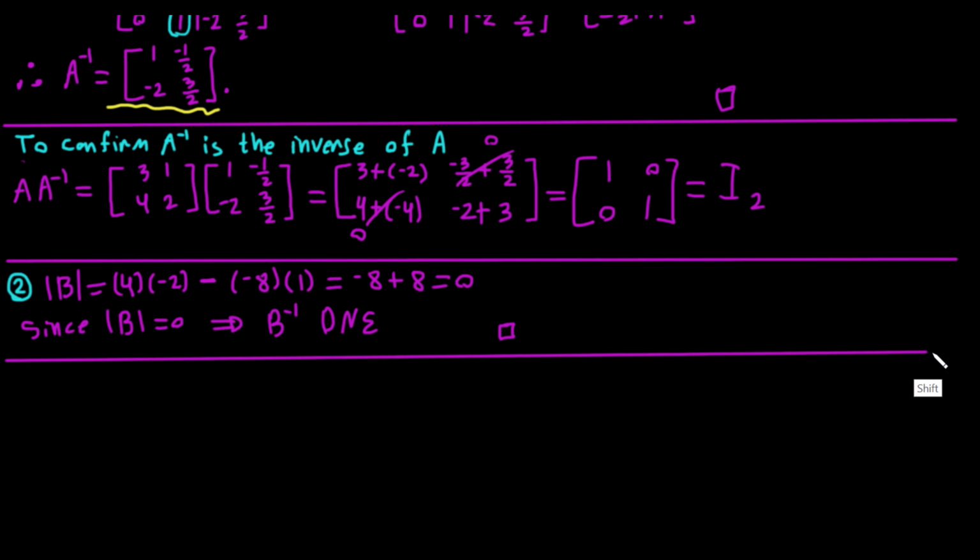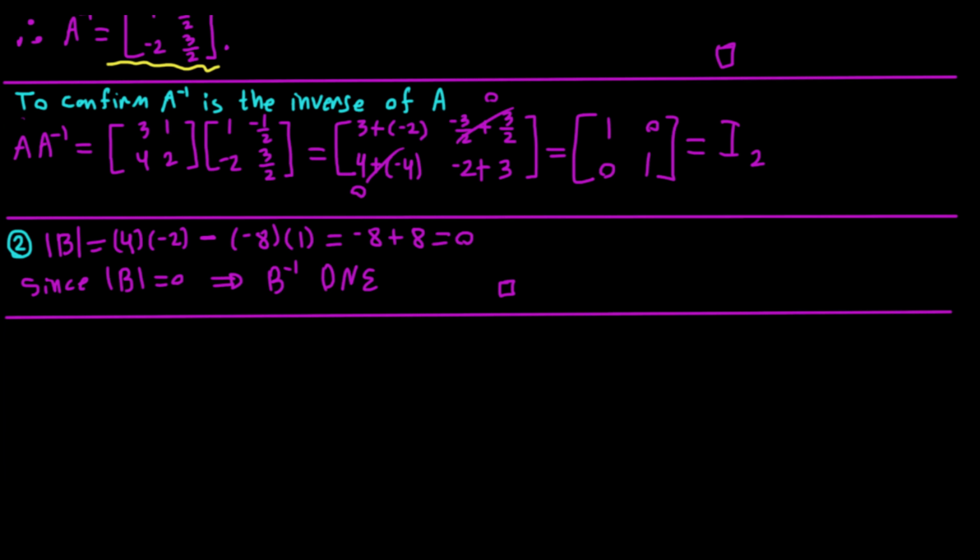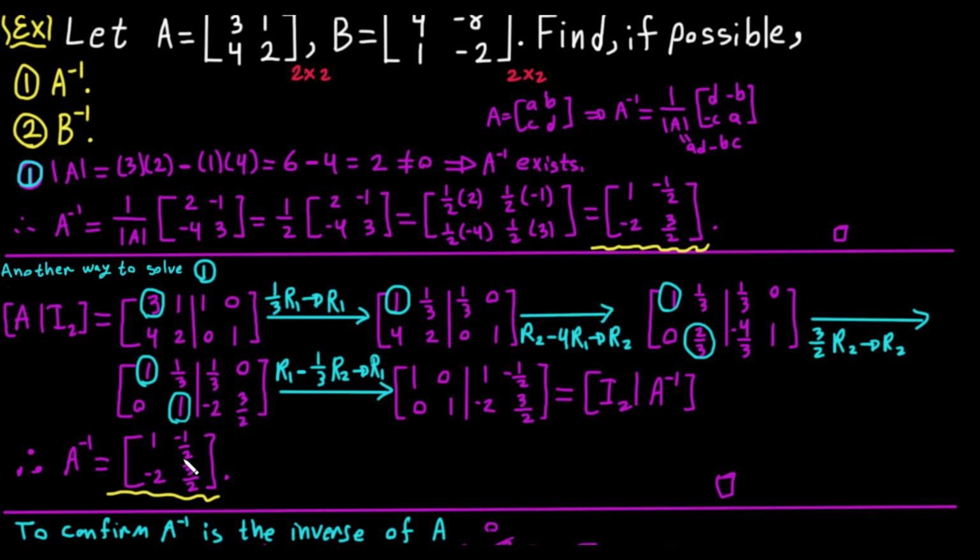Let's try to solve it the other way, like what we did here. So, another way to solve question 2. Let's write here B, then here the identity matrix, which is 2 by 2, since B is a 2 by 2 matrix.